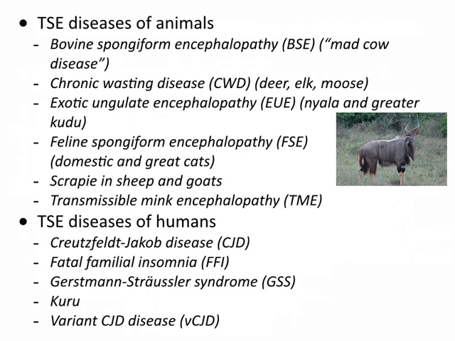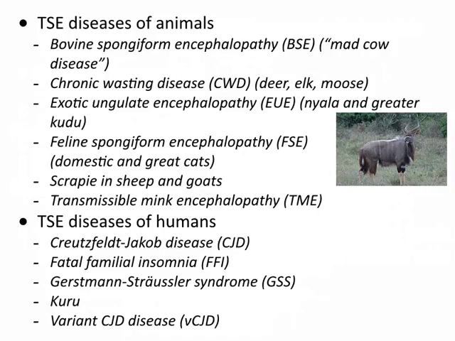So these are the different TSEs. TSE, transmissible spongiform encephalopathy. I'm going to keep calling them TSE. Here we have various non-human animal diseases, BSE. Chronic wasting disease, this happens in deer, elk, and moose. Exotic ungulate encephalopathy.